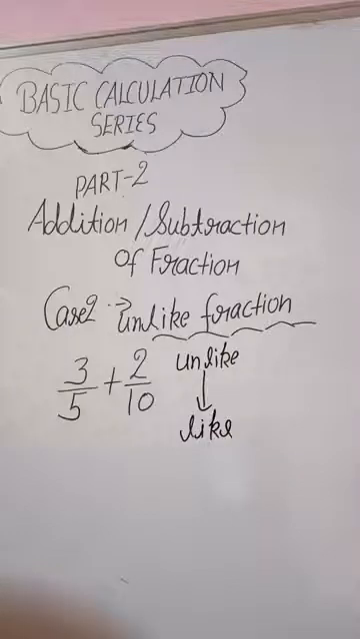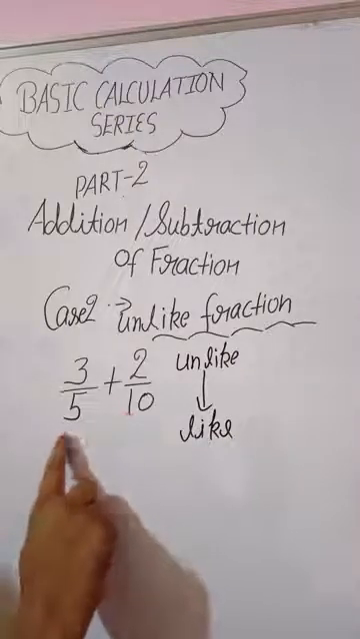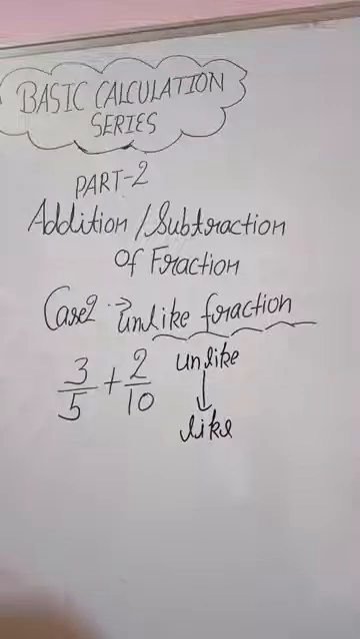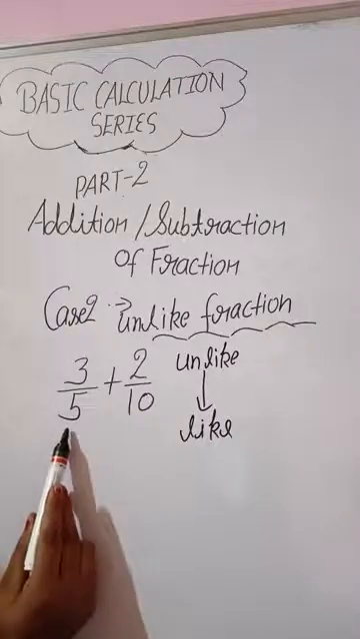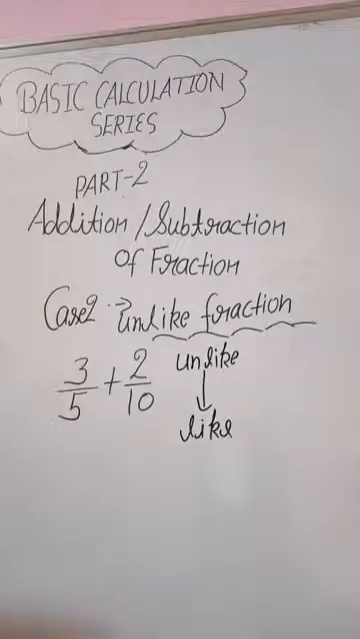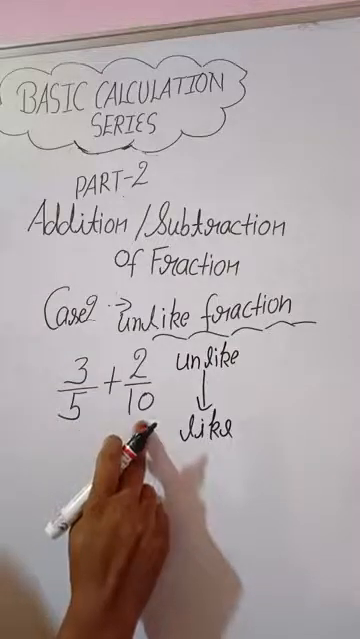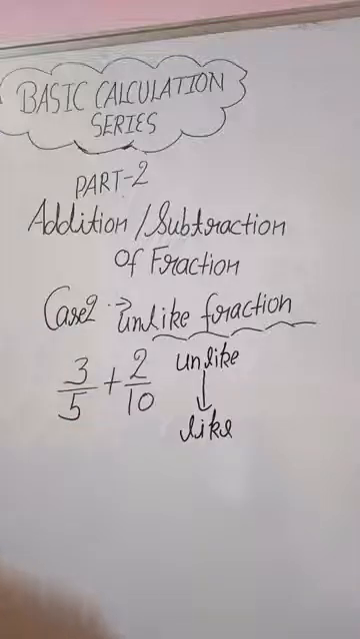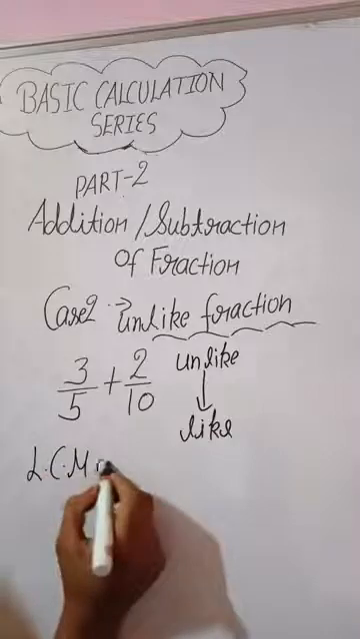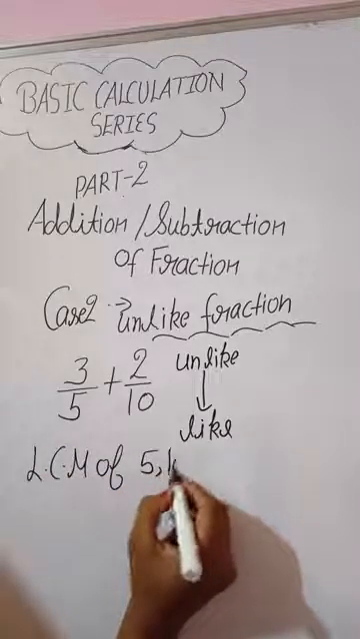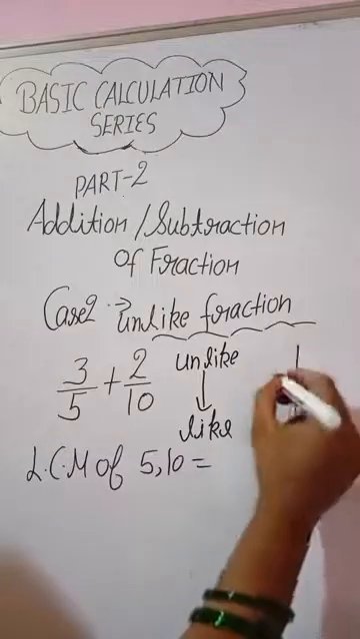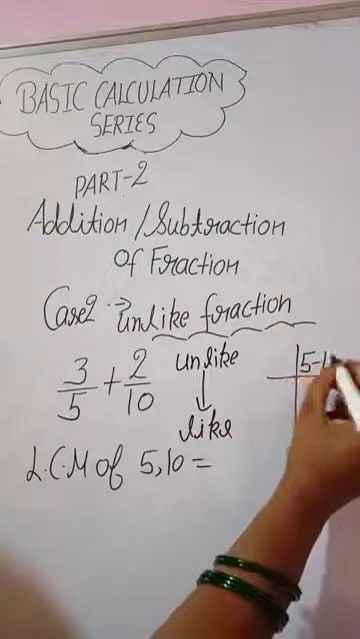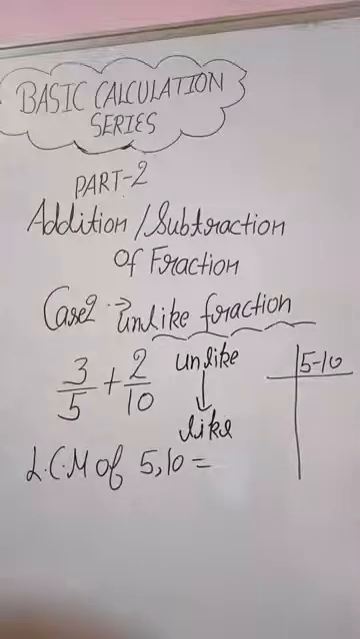We convert them by taking the LCM of both the denominators. In the first fraction the denominator is 5 and in the second it is 10. So our first task is to take the LCM of 5 and 10, because we have to make the denominators of both fractions the same. We will take the LCM by the division method. We divide both numbers, 5 and 10, by any number until we get 1.